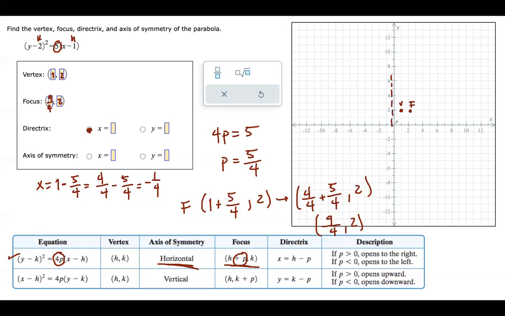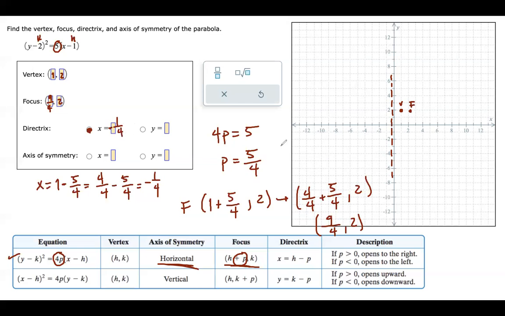It's a bit challenging to sketch it too accurately here, but that's the idea behind the directrix. So it's going to be minus 1 over 4.